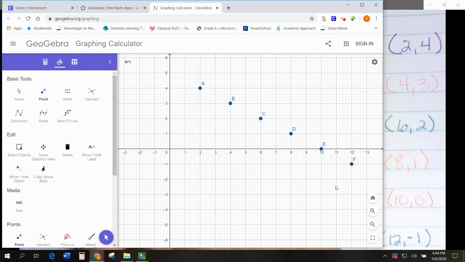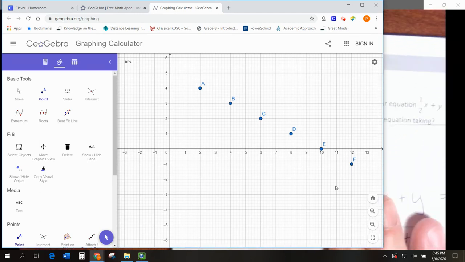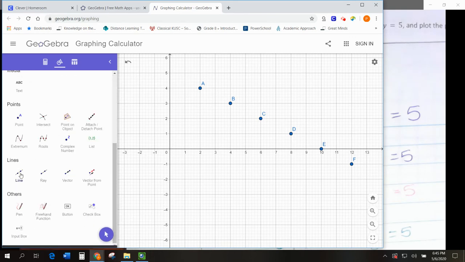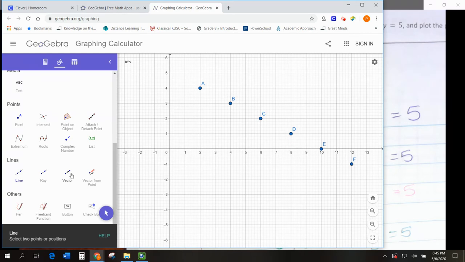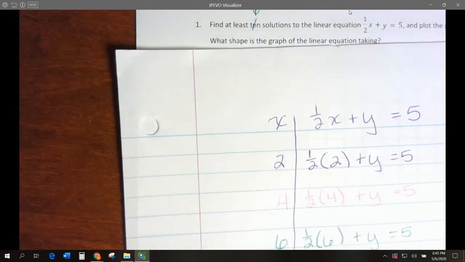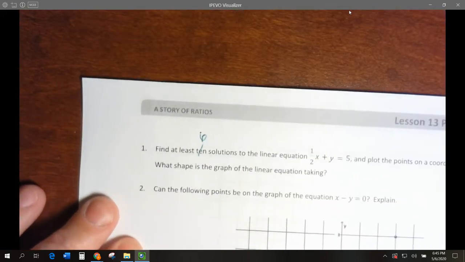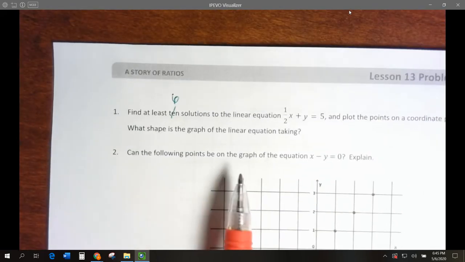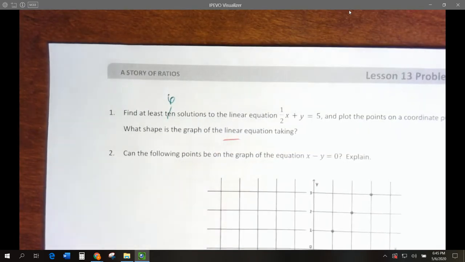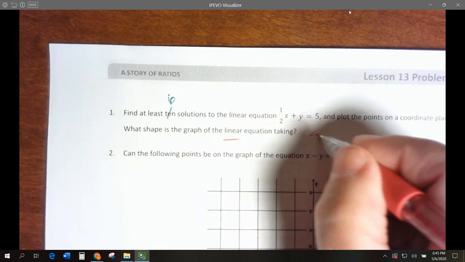Now it says, what shape is this linear equation? Well, we can look and we can see that this is a line. This forms a straight line. So what shape is the graph? It's a straight line. Remember, we've talked before, linear equations. What word do we hear in linear? Line. So linear equations form a straight line.